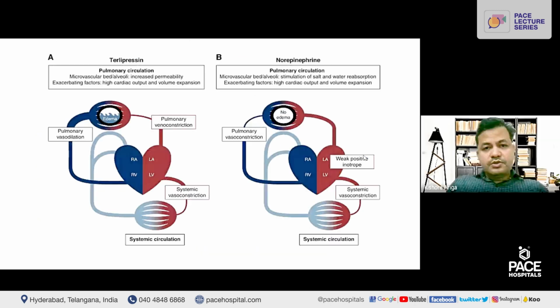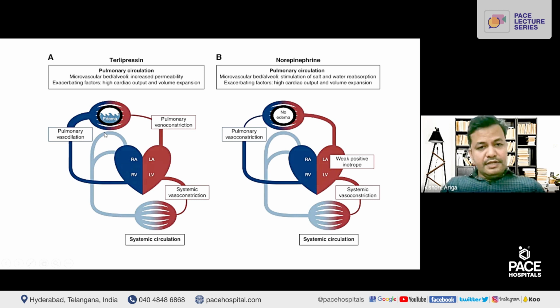Okay. So why can respiratory failure happen in patients on terlipressin? This is based on a review article which was published after this study. What they have proposed is that terlipressin increases the alveolar microvascular permeability, which will lead to edema. It will cause pulmonary arterial vasodilation and pulmonary venoconstriction.